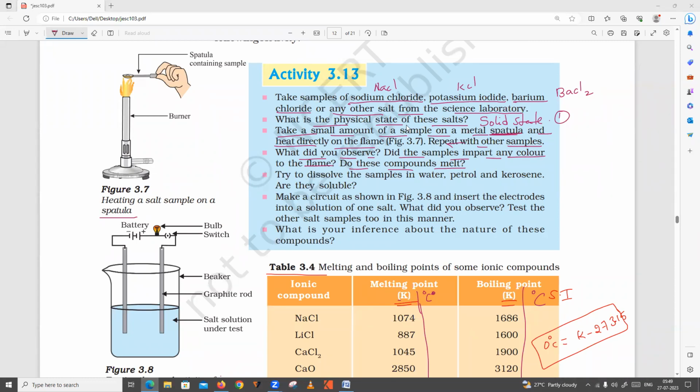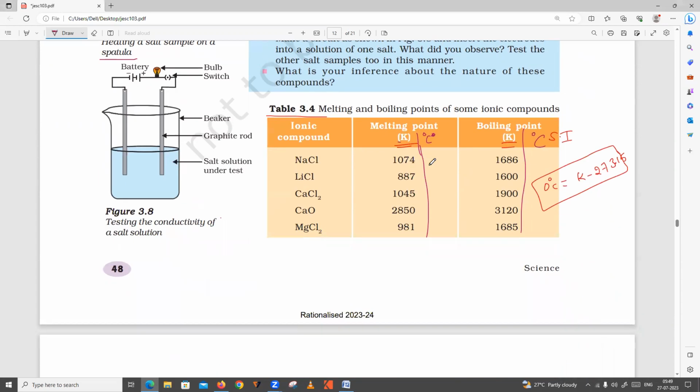Keep it in mind, not all salts do. Few salts will impart different colors to the flame. Do these compounds melt? No, because they have extremely high melting points and boiling points. That is what is mentioned here. Sodium chloride: melting point is 1074, boiling point is 1686. Lithium chloride: 887.